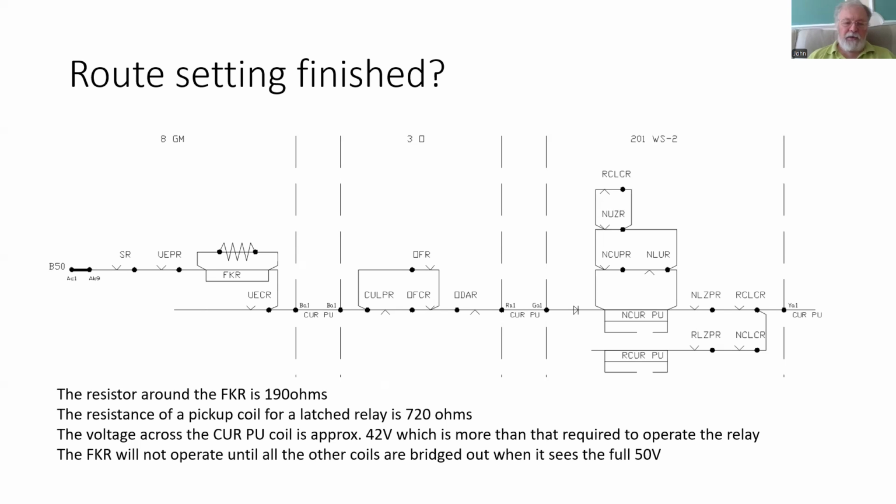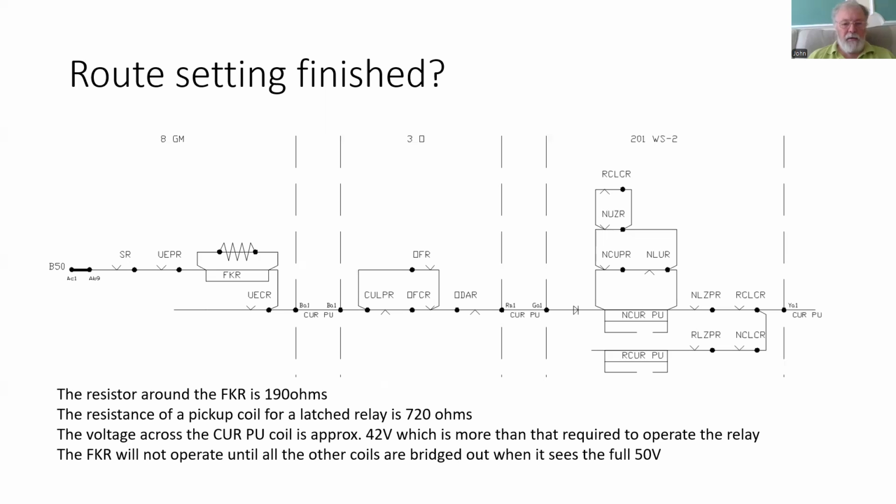So the resistor is actually quite a low resistance relative to the relay coils of both the FKR and the latched relays in the circuit. And that results in a voltage of approximately 42 volts across each of the CUR pickup coils. And that is more than enough to actually operate the relay. Which means, of course, that the residual 8 volts is across the FKR coil and the resistor, which means that that FKR will not operate until all of the other coils are being bridged out.